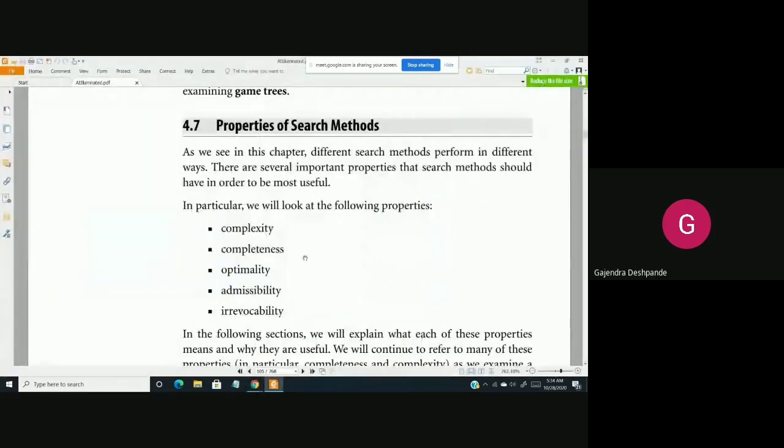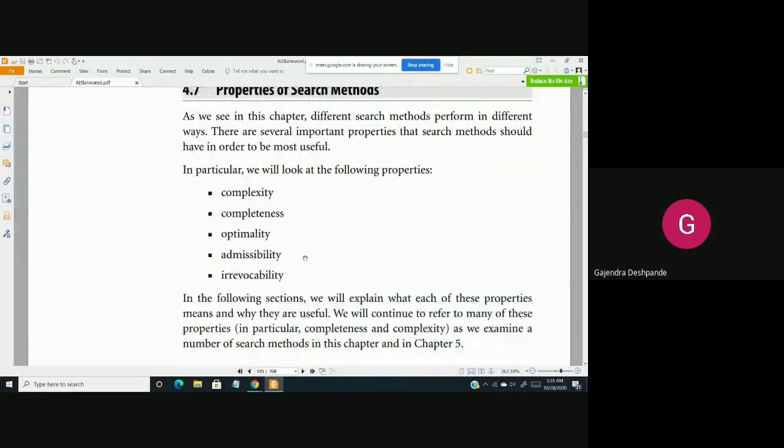So the next topic is properties of search methods. Every search method should have these five properties. The first one is complexity, the second is completeness, the third is optimality, the fourth is admissibility, and the fifth is irrevocability. Okay. Some of the properties you already know, and some we will discuss.